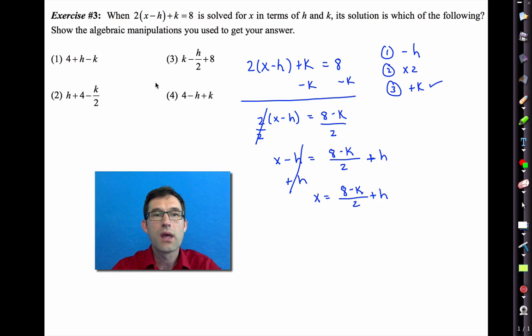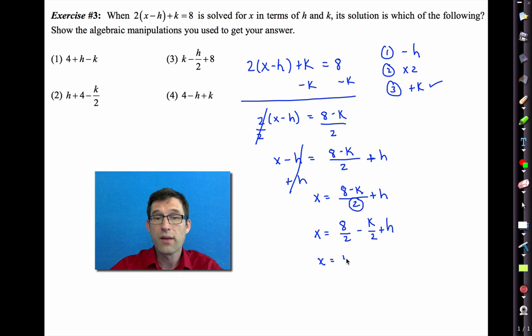And then we don't see this answer. Huh. Oh, I see. Right? We're going to use the distributive property of division, or multiplication, and we're going to divide the 8 by 2. We're going to divide the k by 2, and we're certainly not going to divide the h by 2 because it's not divided by 2. So 8 divided by 2 is 4. Obviously, k divided by 2 is k divided by 2. And now we have that.